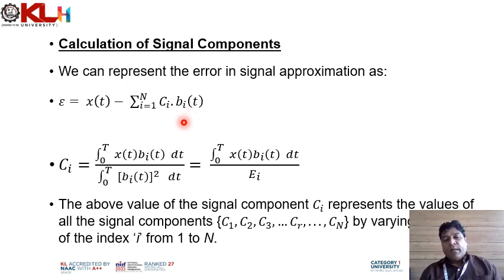Now we can write this component ci as integral 0 to T of x(t) bi(t) dt divided by the integral 0 to T of bi(t) whole square dt. This we can simplify as the component ci will be equal to the integral of x(t) multiplied by bi(t) dt divided by Ei.